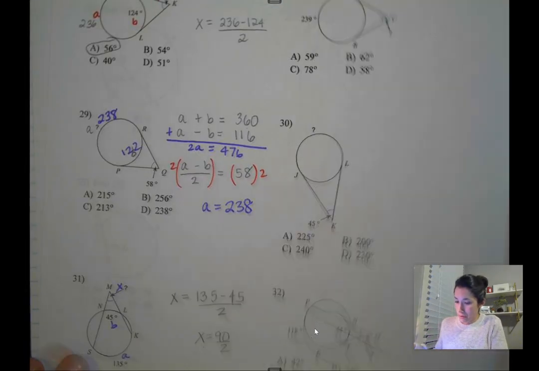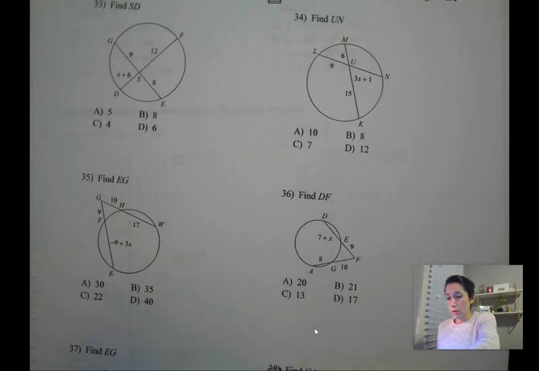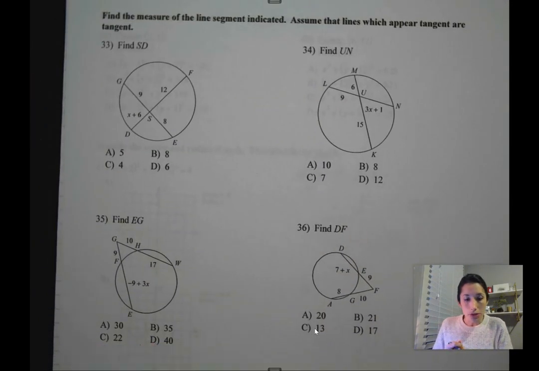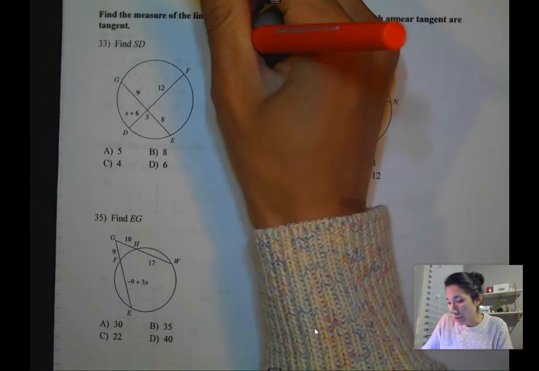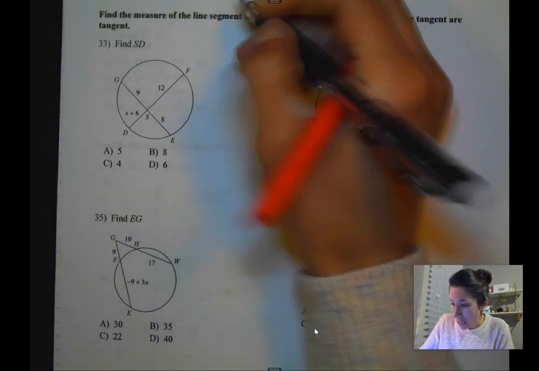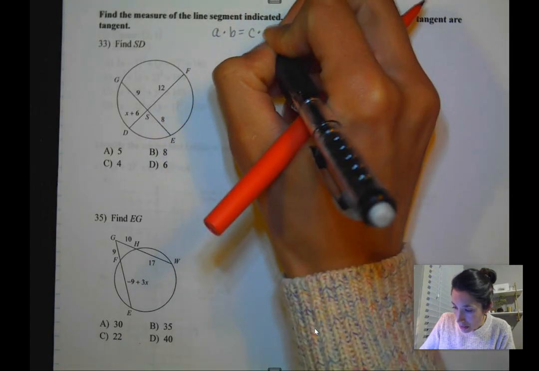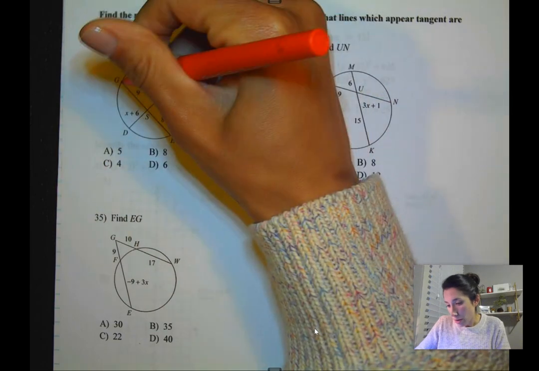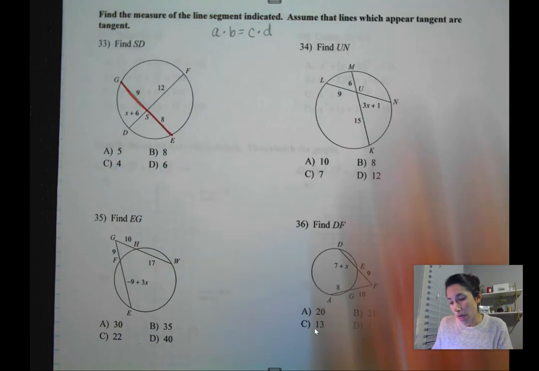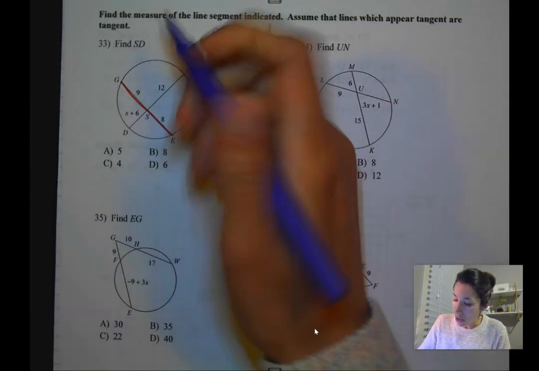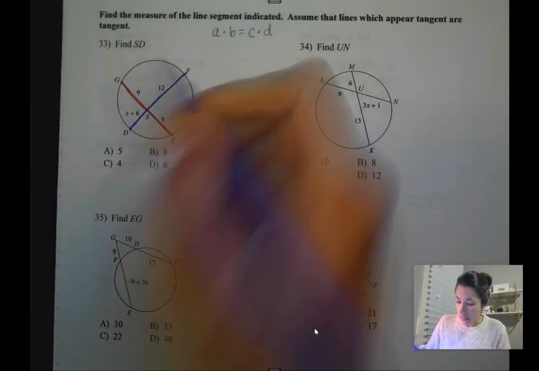And then we're on question 33. Now we're looking at some of the segments in a circle. First thing is making sure we know our formula. Remember, our formula is the product of one chord, A times B, is equal to the product of the other chord, C times D. So here we have one chord, and the 2 parts to that chord would be 9 and 8. And then our other chord would be 12 and x plus 6.